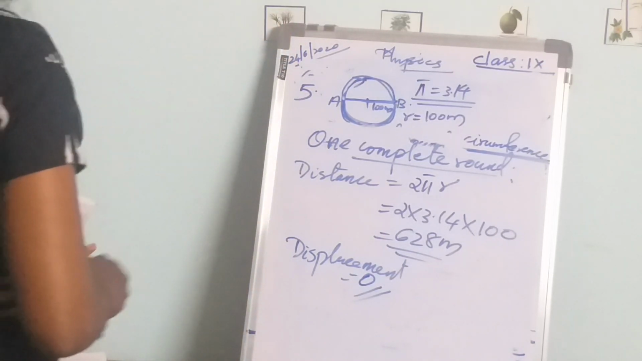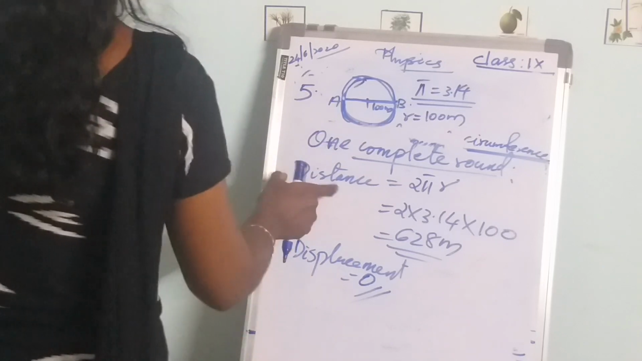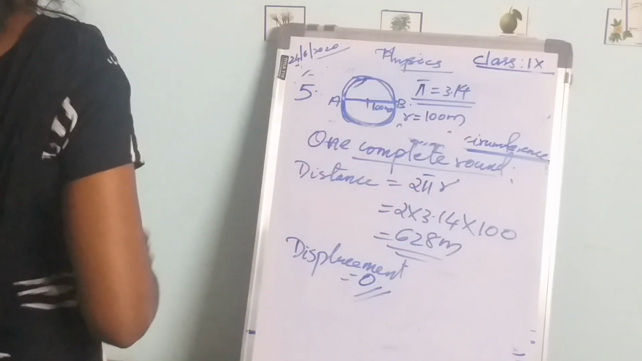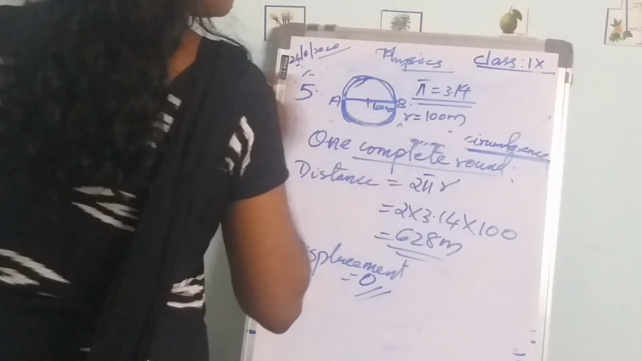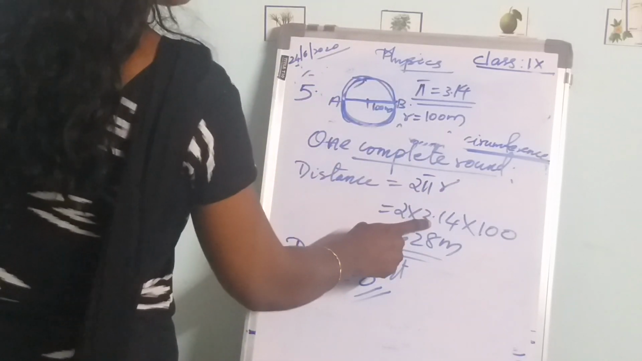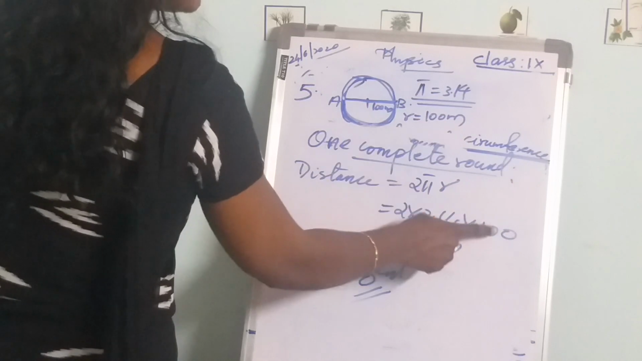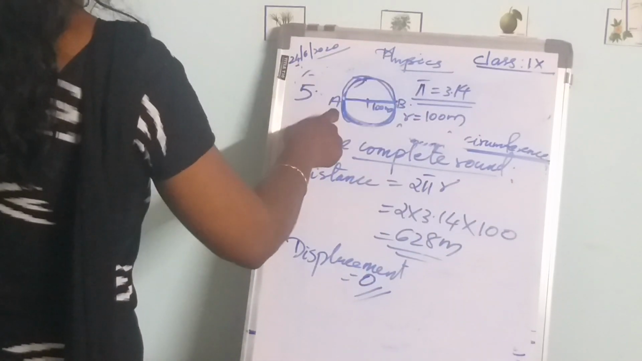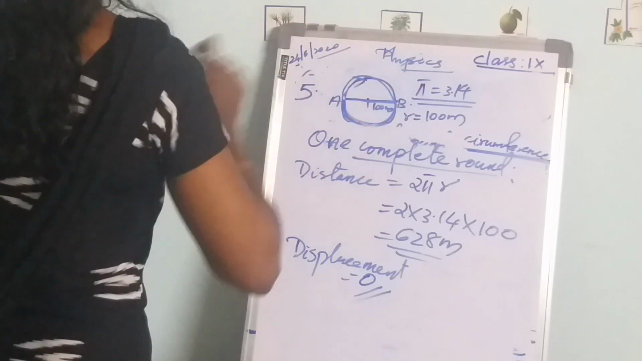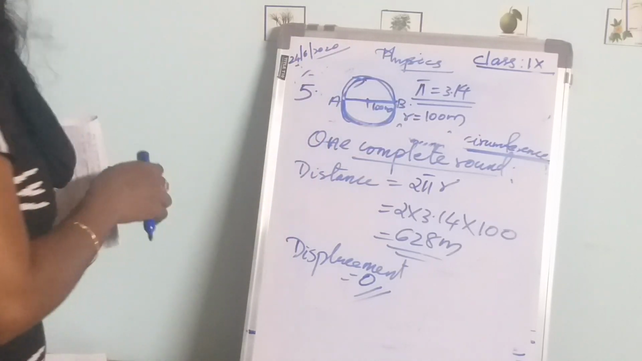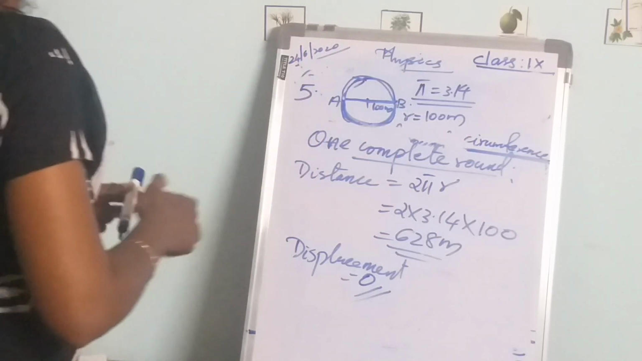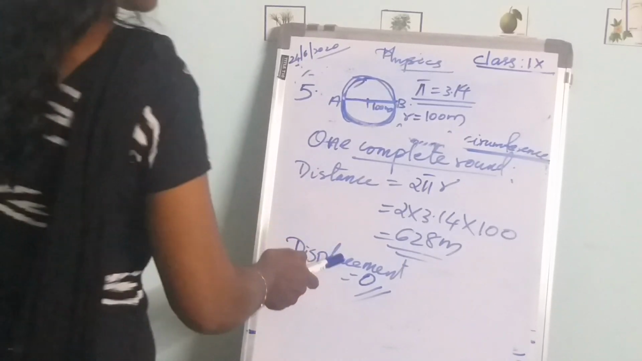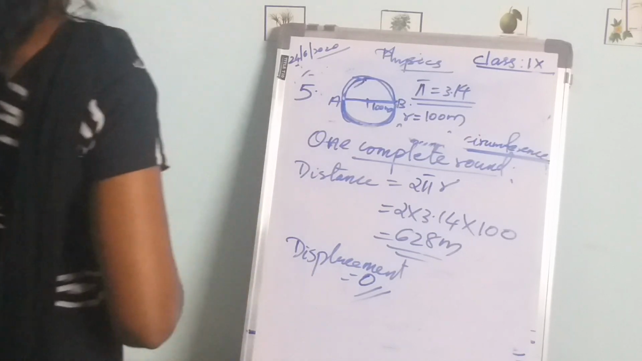So during one complete round, the distance travelled by the man is equal to the circumference of the circle. The circumference is 2 pi r, so 2 into 3.14 into 100 gives 628. After completing one round, the man reaches his initial position, so the initial and final positions coincide. So the displacement is equal to 0.